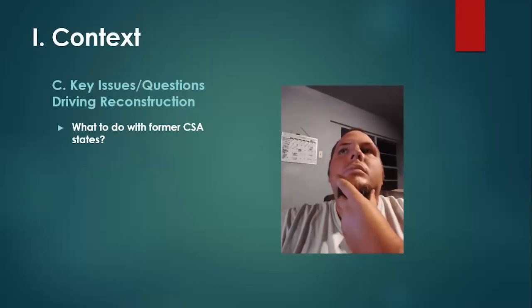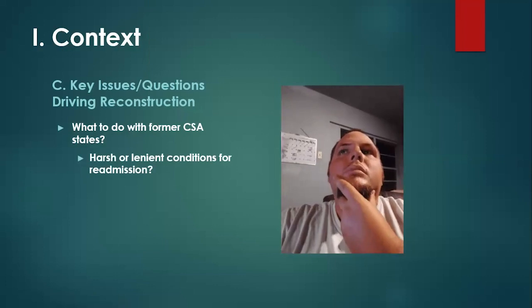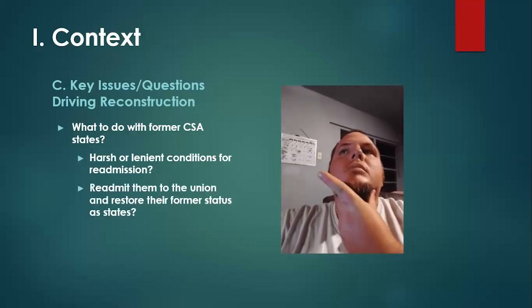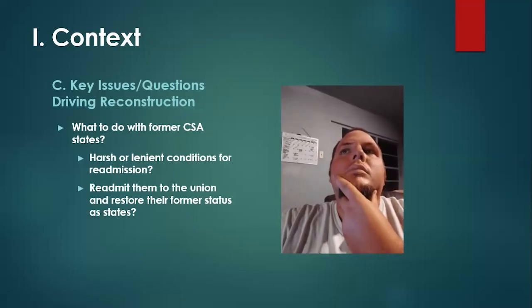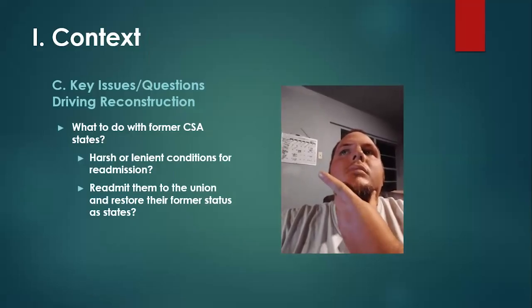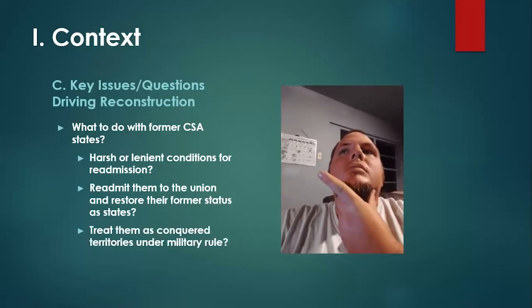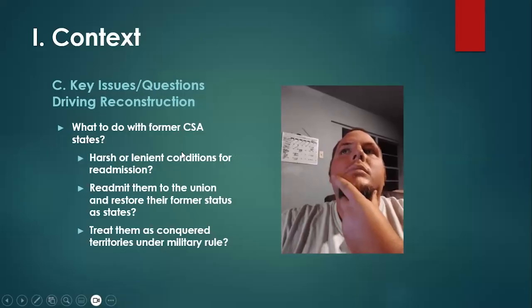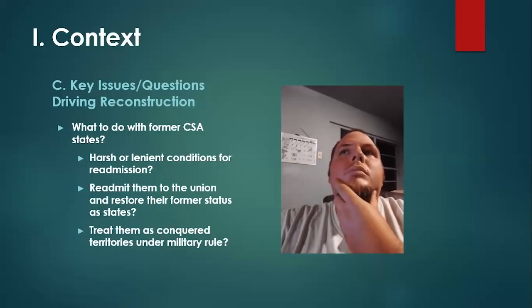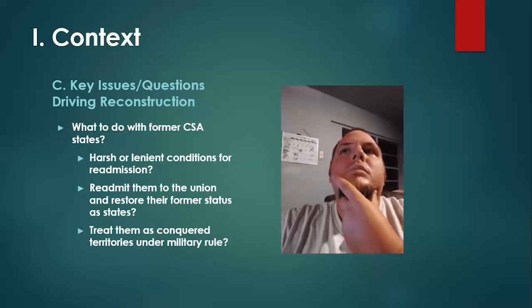But there's also the issue of what to do with the states themselves, okay? These states that had left the Union and formed the Confederacy. How will they be readmitted to the Union? Are they going to be brought straight back in under lenient conditions as states with the same rights as all the other states like they had before? Or will they be treated more like conquered military territories, placed under harsh conditions, placed under military rule? Because they have left the United States, they've led this treason, perhaps they should be treated in a more kind of conquered territory type of way.